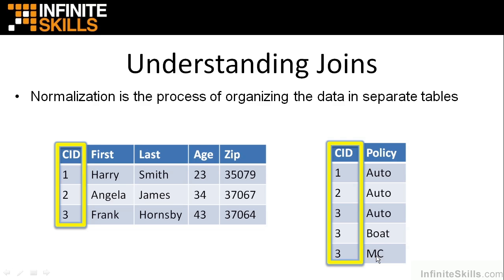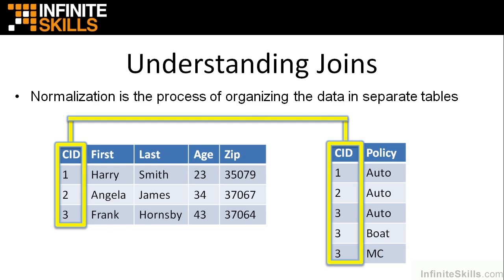Now notice how easy it is to store the fact that Frank Hornsby, whose CID number is 3, has purchased auto, boat, and motorcycle coverage. Okay, notice we got 3 3s here. Now, the way we have to treat this data to maintain integrity and to be able to query it is to connect these two tables based on that common column. And you'll notice that in our main table, the CID usually is our primary key. And in the connected table, it's called the foreign key. So this is a primary key foreign key relationship between the two tables.